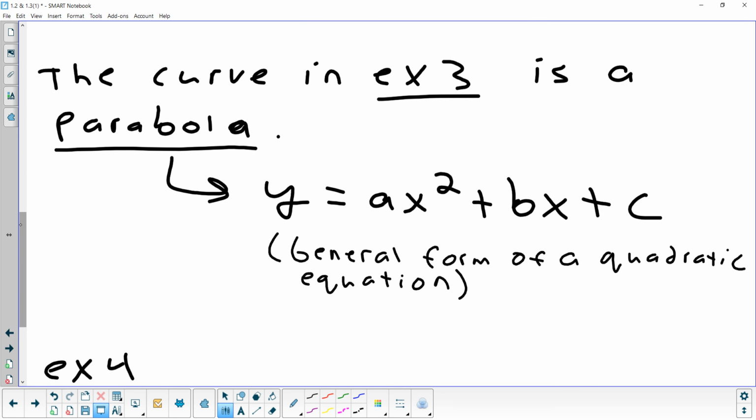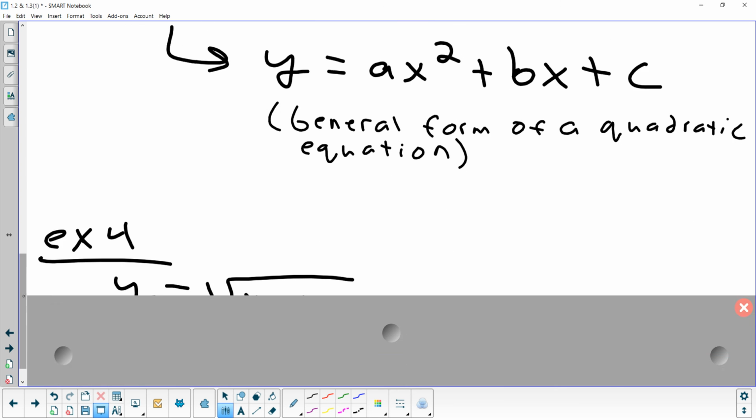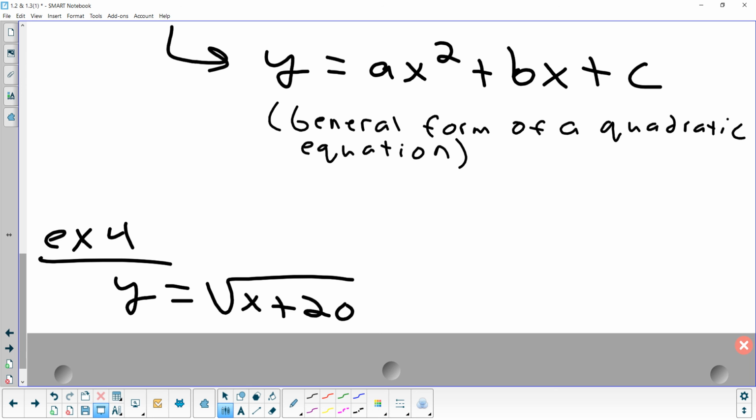All right, so as we learn to graph things this year, there are two special things that can come up that we have to be careful about. One of them is if you have a square root in your graph, and the other one is if you have a fraction with a variable in the bottom. Because there are certain things we're not allowed to do in math. So this one has a square root.